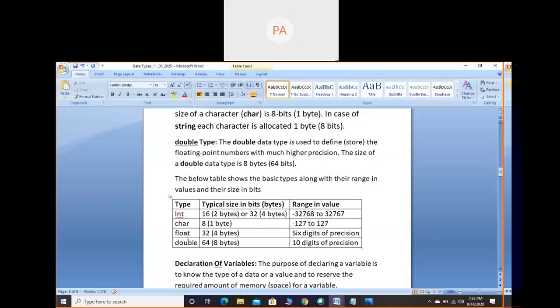Next, for float, 32 bits, 4 bytes. So 6 digits of precision. As I gave the example, after the decimal point in 5.00, 6 zeros you can consider. This is 6 digits of precision. Similarly, for double, 10 digits of precision. So after the decimal point, 10 places it will allow you to store. That is the range of values.